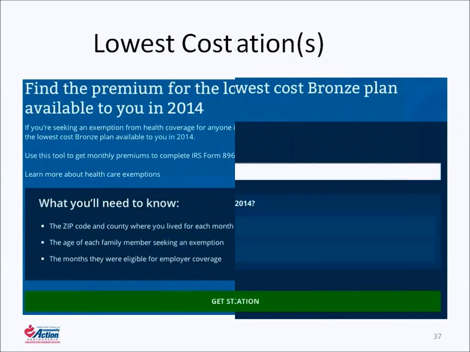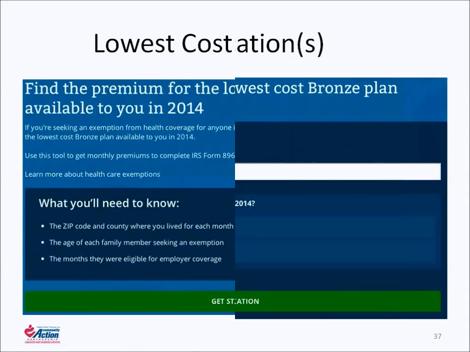And like we said before, if the taxpayer can claim an exemption, then they're included on the return. They have to be eligible for the coverage, and they can't qualify for any other exemption. Now, we have to find the lowest cost bronze plan.